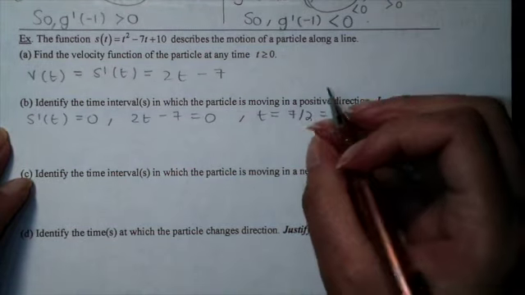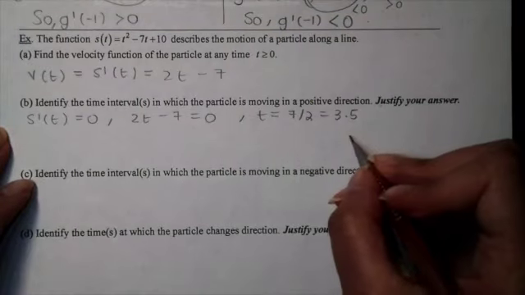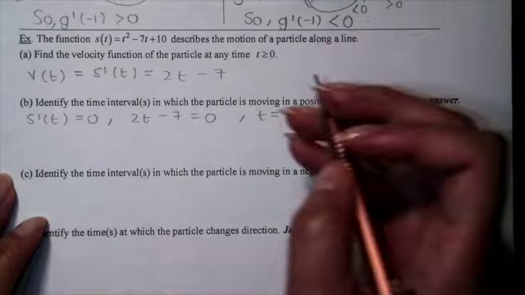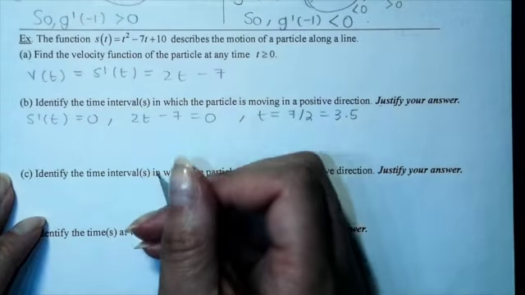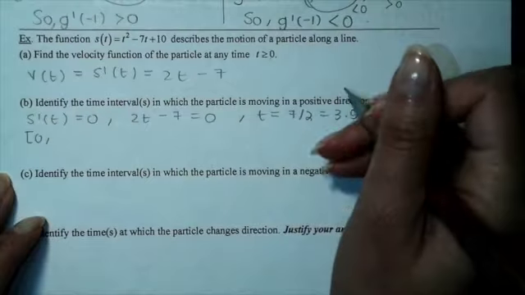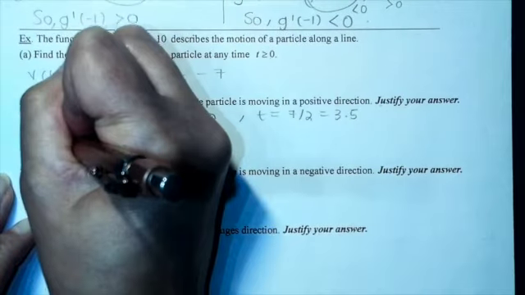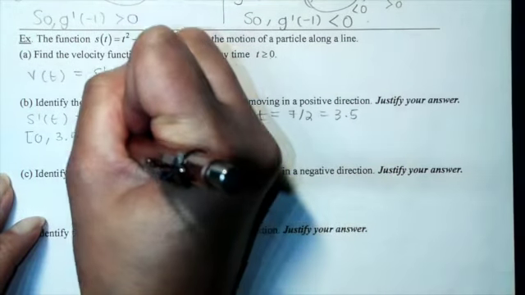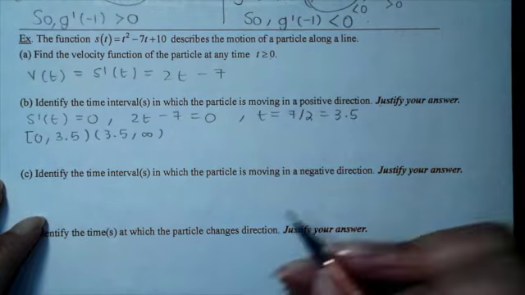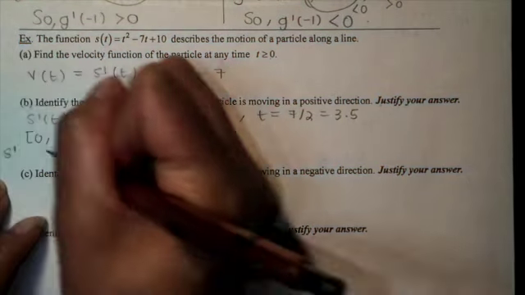And then what are you going to do? Here you are not going to test all the intervals. Your domain is from 0 to infinity. So in your table, it is going to be from 0 to 3.5 or 7 over 2, whatever you prefer, it really doesn't matter, to infinity. So what are you going to test? You are going to test s prime.